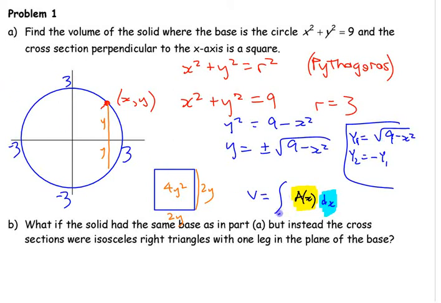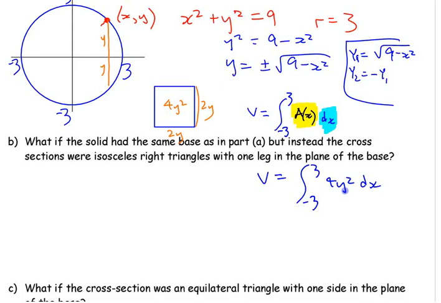And then you need the boundaries here, -3 to 3. So it's the integral of 4y squared dx, but you can't leave it as 4y squared. You need this to be a function of x. So instead, of course, you need 4 times the square root of 9 minus x squared, right? dx. Can't you just? Yes, you can.